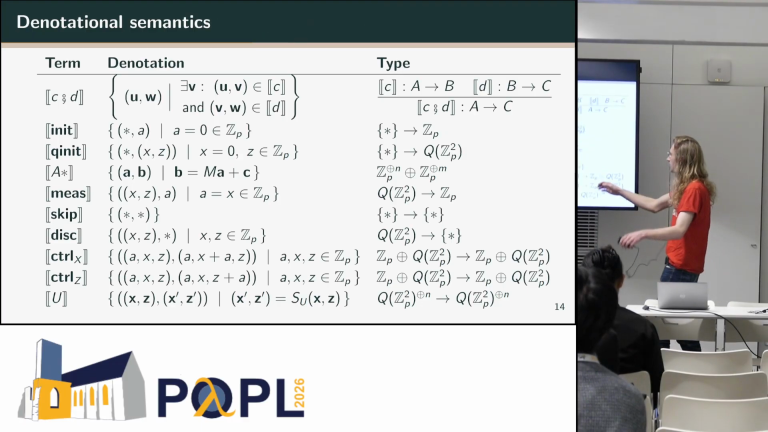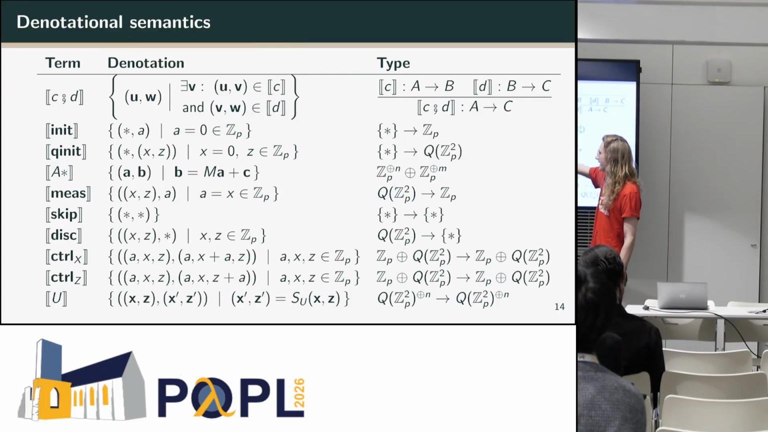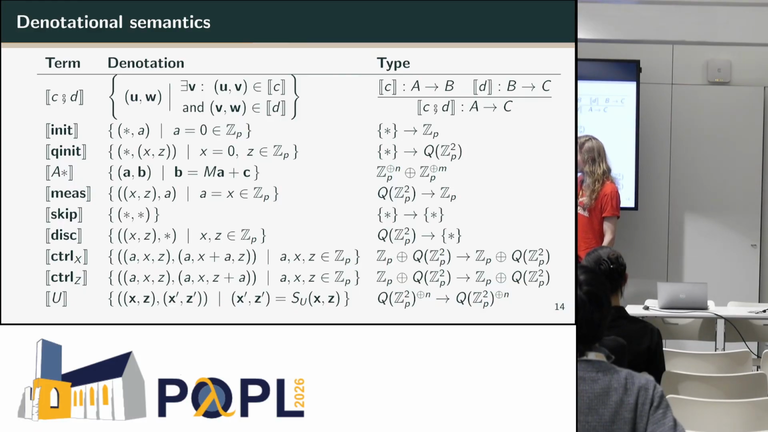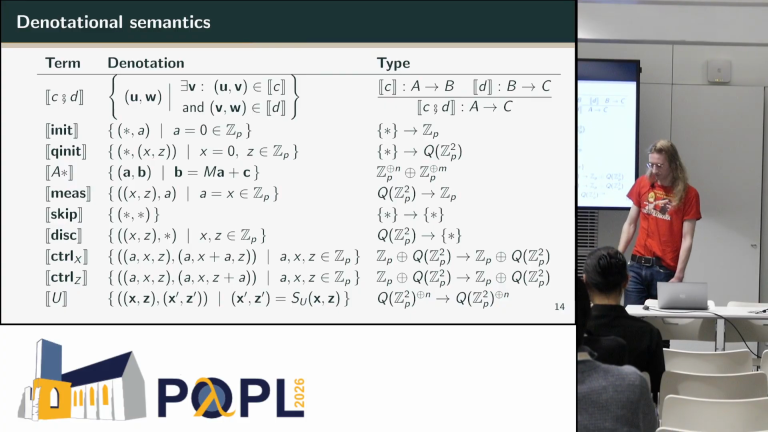So here's a big table with all of the denotational semantics. You have your composition, dit initialization, qdit initialization, your classical operations, measurement, nothing operation, quantum discard, classically controlled x and z operations, and any Clifford unitary. With all of the types annotated.